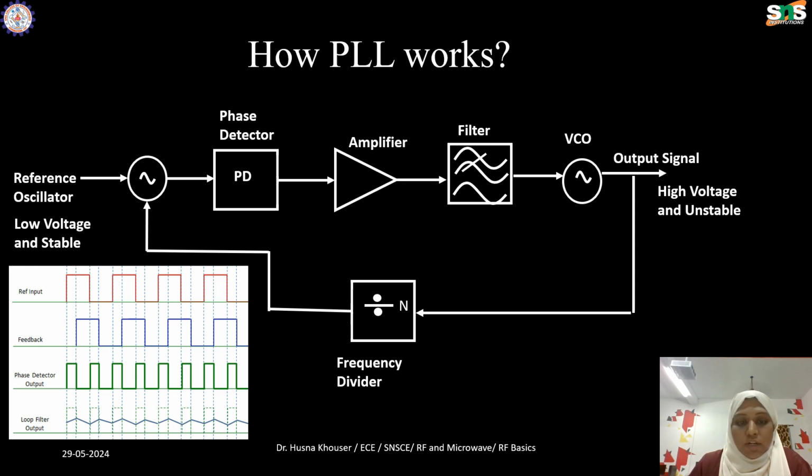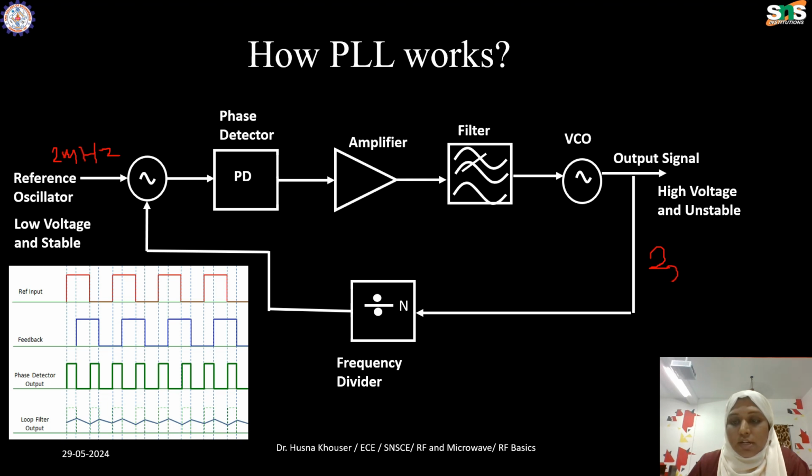Here we have seen that the VCO will not have a stable output voltage, so there will be some instability in the voltage. So what we are doing is using this reference voltage, which has a low voltage but is in a stable condition. For example, if this reference has a frequency of 2 megahertz and this VCO output is, for example, 2 gigahertz.